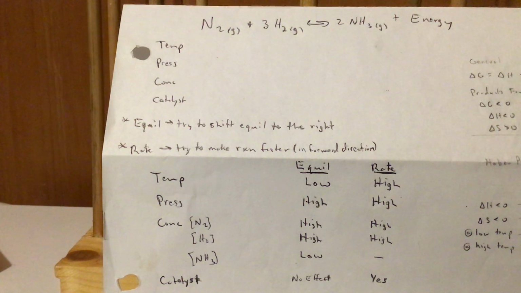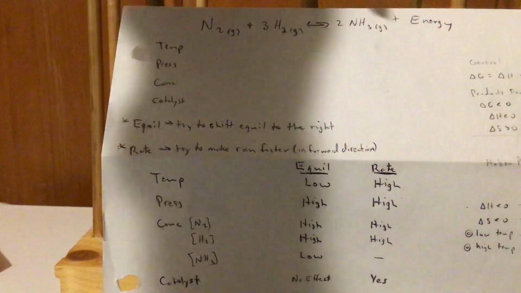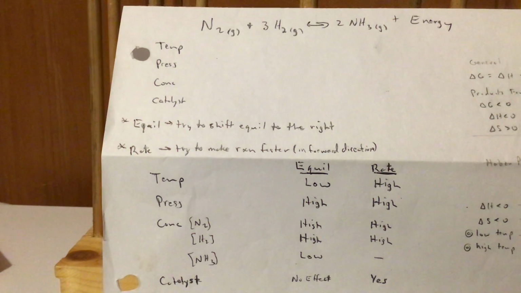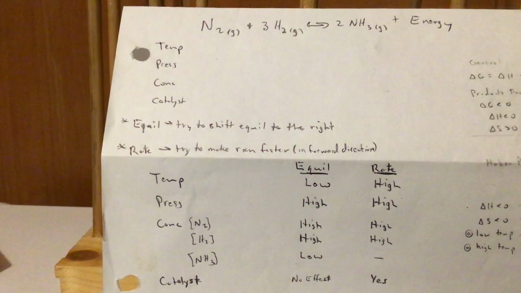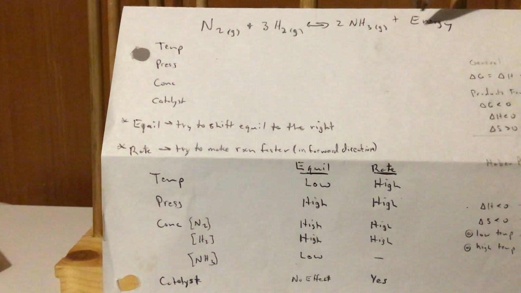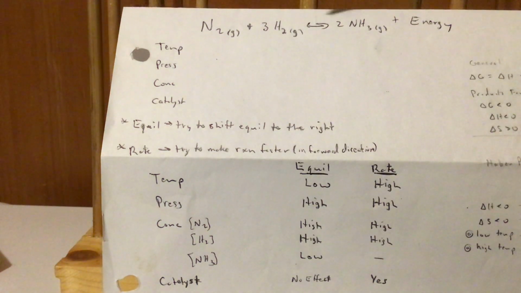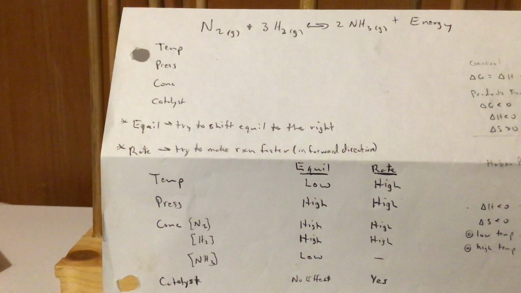Okay, so temperature-wise, equilibrium-wise, we are trying to shift this reaction to the right. So we're thinking of things we can do to shift the reaction to the right. If we think about temperature, the rule is shift away from what you add, shift toward what you take away. So if I add something to the right, it's going to shift left. If I lower the temperature, it will shift right. So in terms of equilibrium, I want to do this at a low temperature.